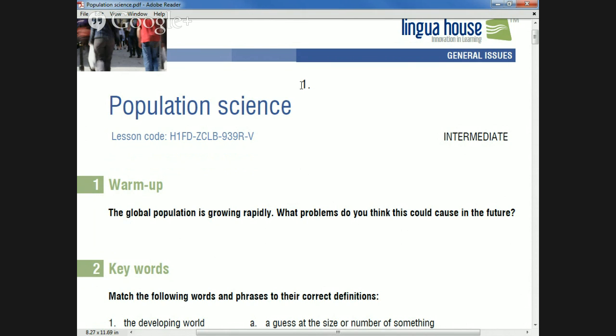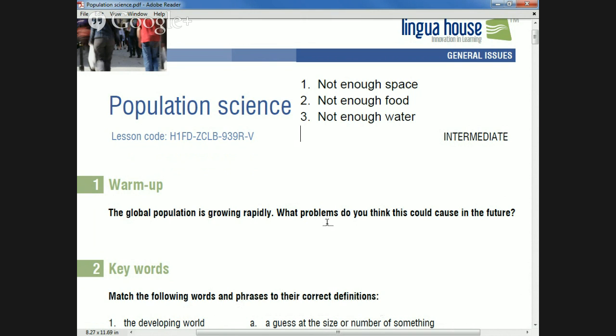I guess first of all, we won't have space for everyone in our planet, and secondly, we won't have enough food for everyone, and the third one is the water problem. Not enough space, not enough food, and not enough water in some areas. Yes. Okay. Those are good answers. Thank you, Ahmed. What do you think?